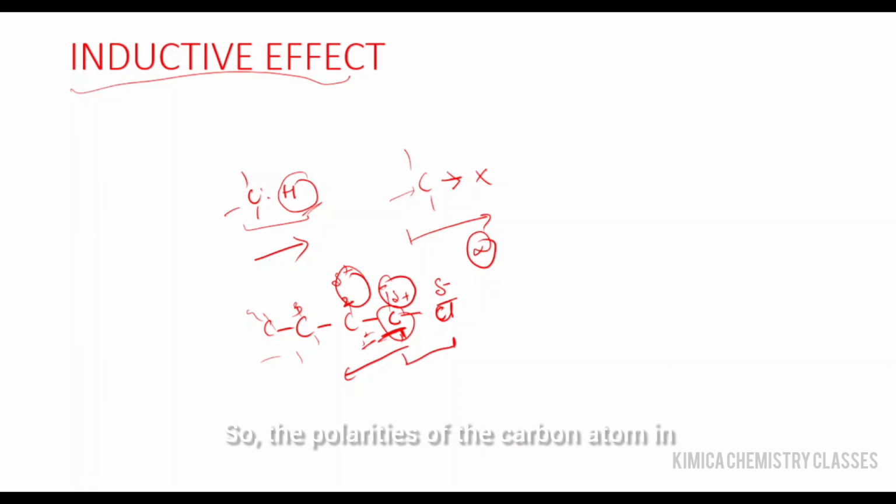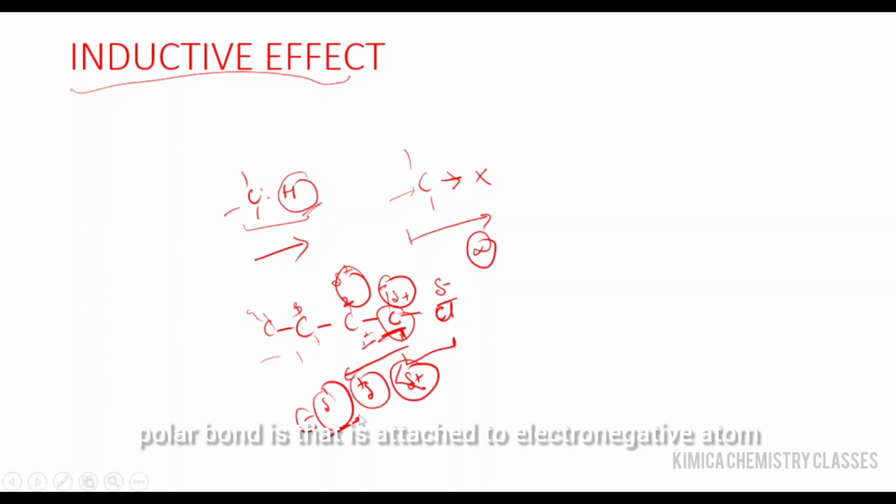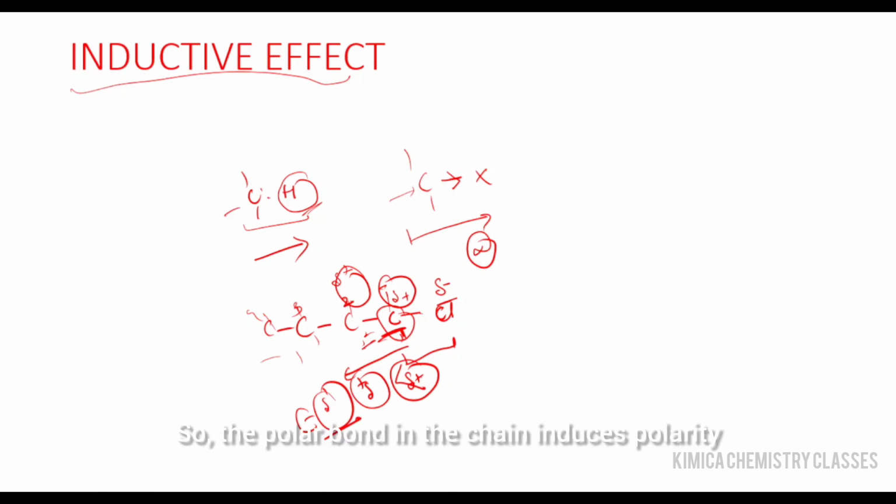So the polarities of the carbon atoms in a chain have been induced. Polarities like this. This carbon 1 has a positive delta. They all have positive delta, as the polar bond is attached to an electronegative atom. So the polar bond in the chain induces polarity in the covalent bond. This type of electron displacement is referred to as an inductive effect.